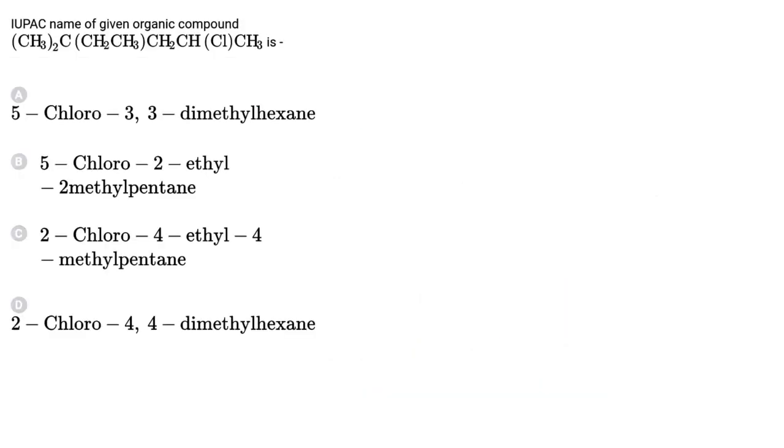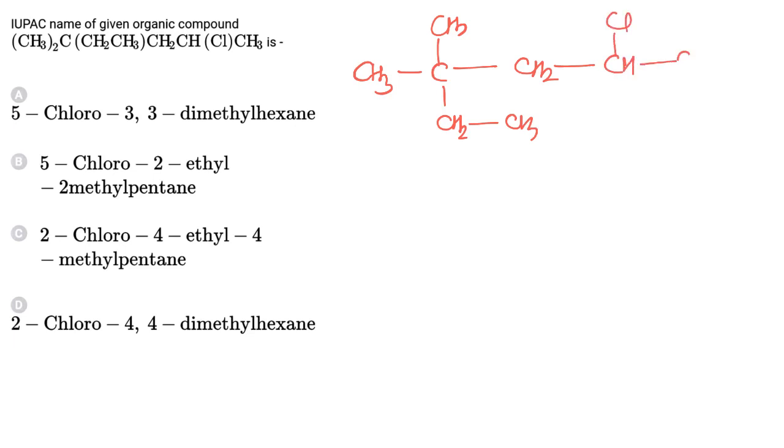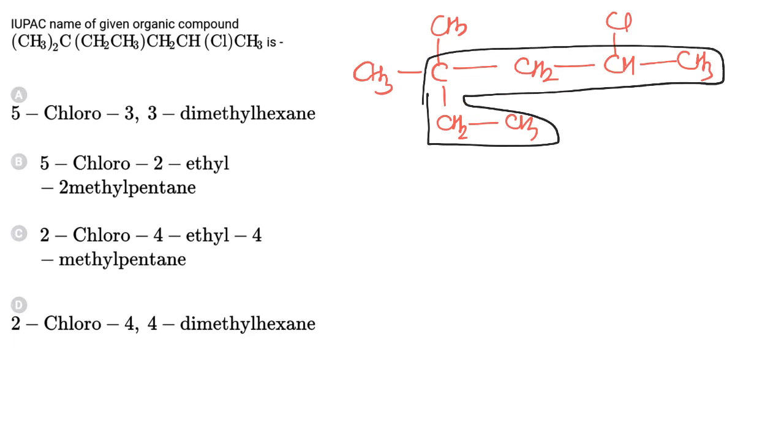The IUPAC name of the given compound is... CH3, CH3, CH2, CH3, CH2, CH, Cl, CH3 is the molecule. Now first we have to select the principal chain. The principal chain must have the maximum number of carbons. So this is the principal chain. Now numbering should start from that end which follows the lowest set of locants rule. So numbering should start from the right end. 1, 2, 3, 4, 5 and 6 carbon atoms are present in the main chain. At second position chloro is present, so 2-chloro.